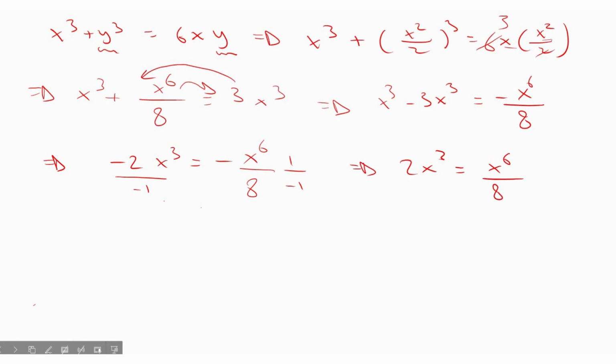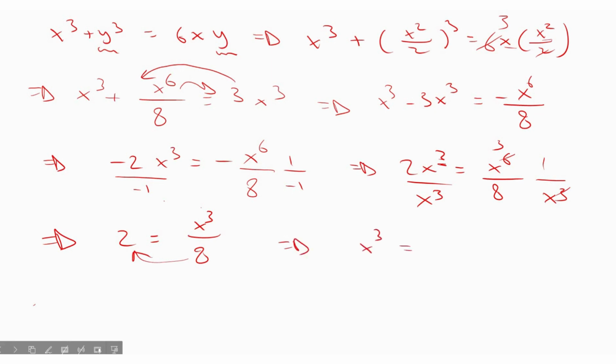Now since we want to solve for x cubed, we can divide both sides by the lesser power, which is cube. So here we can divide by x power 3, and here we can divide by x power 3. What we will get is 2 equals x power 3 over 8, because x power 6 over x power 3 will give us only x power 3. And if I take 8 to the other side, x cubed will be equal to 16.